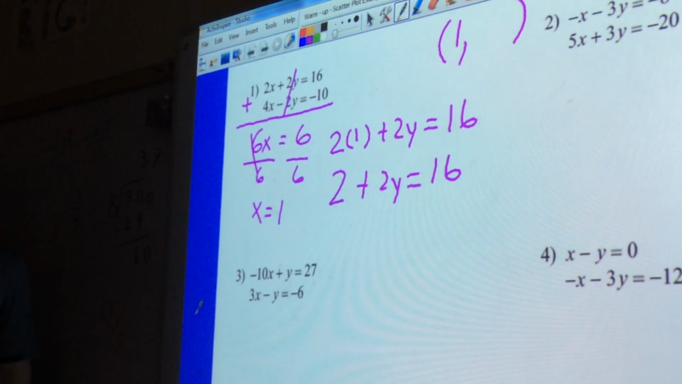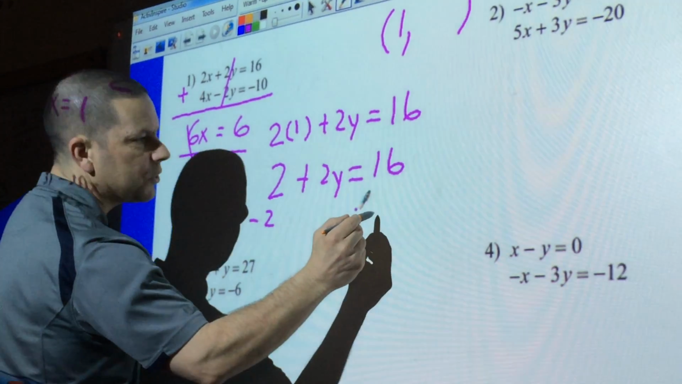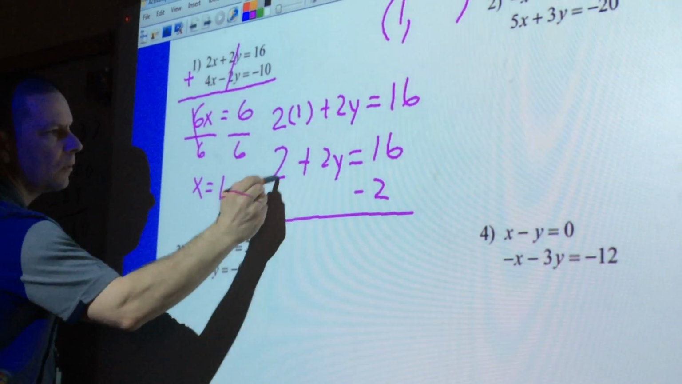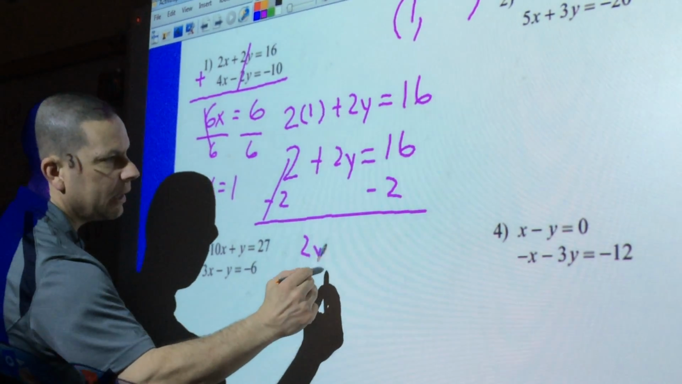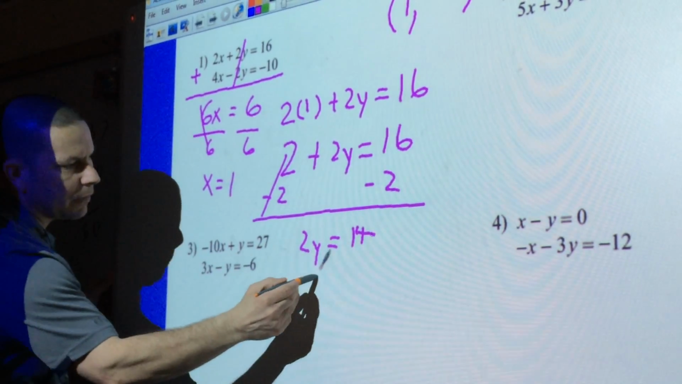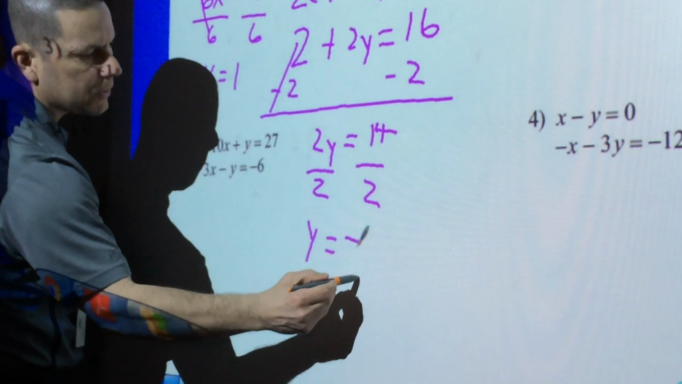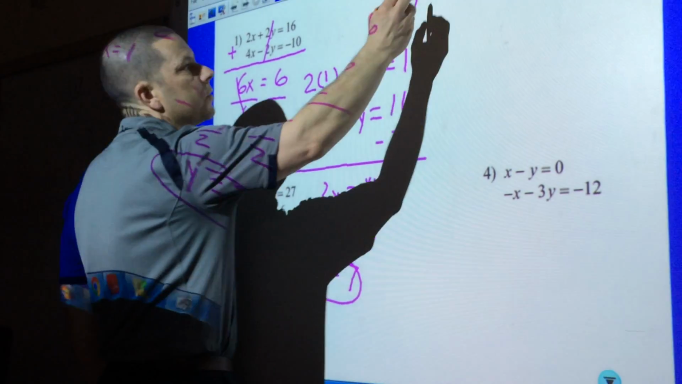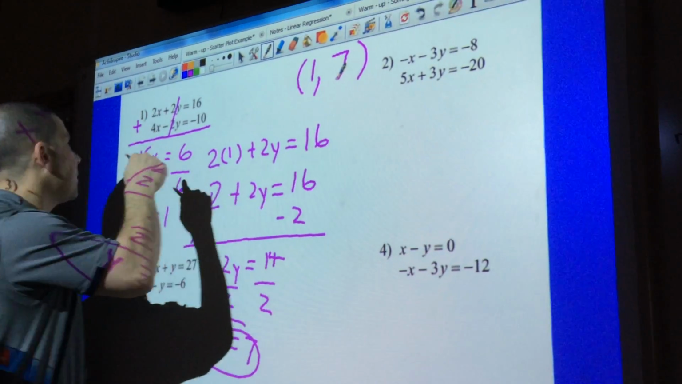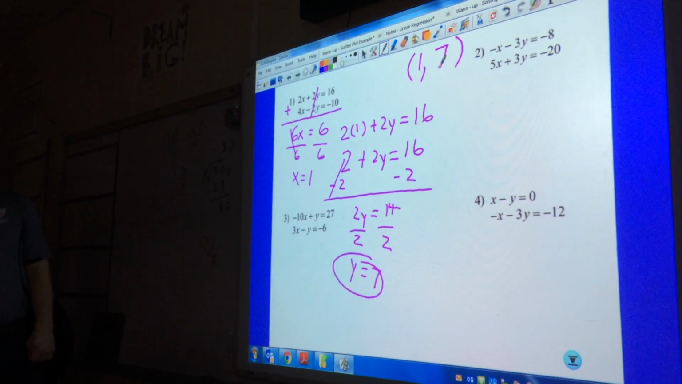And then we just go through the normal steps of solving an equation. We will subtract 2 from each side. And we have 2y equals 14. Final step, divide both sides by 2. And y equals 7. So the overall solution to this system of equations at number 1 is (1, 7).